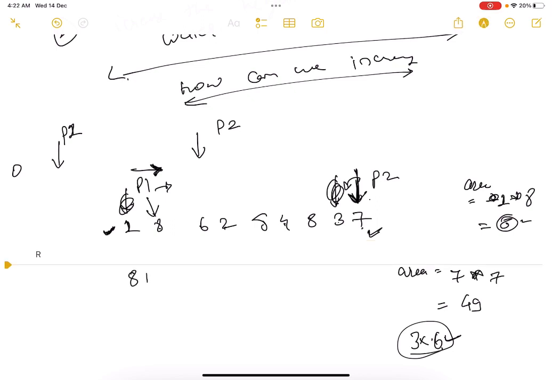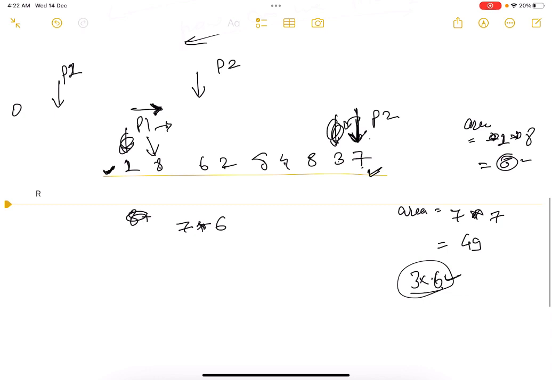When we're at 7, 7 multiplied by 6 happened. Okay, now we have two options: either increase P1 or decrease P2. Now you notice that this value is obviously going to decrease, right? And we know that the element now is 8, which is greater than 7.